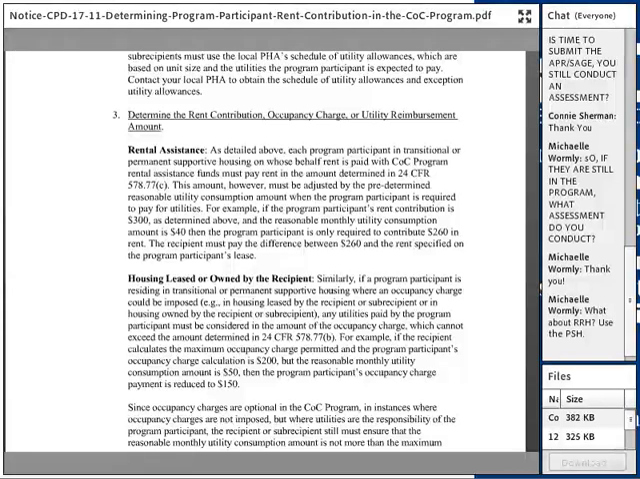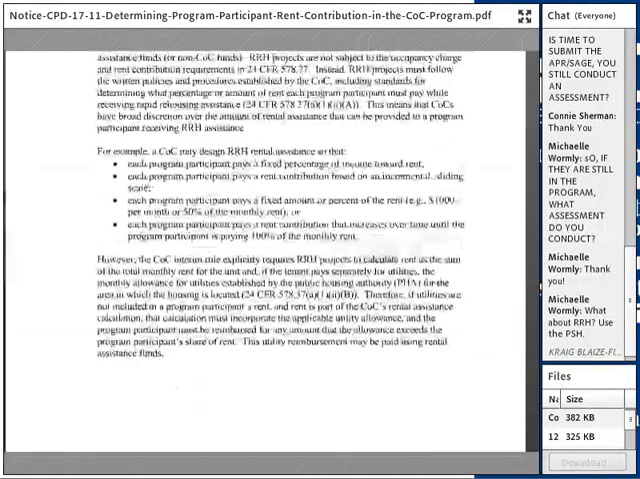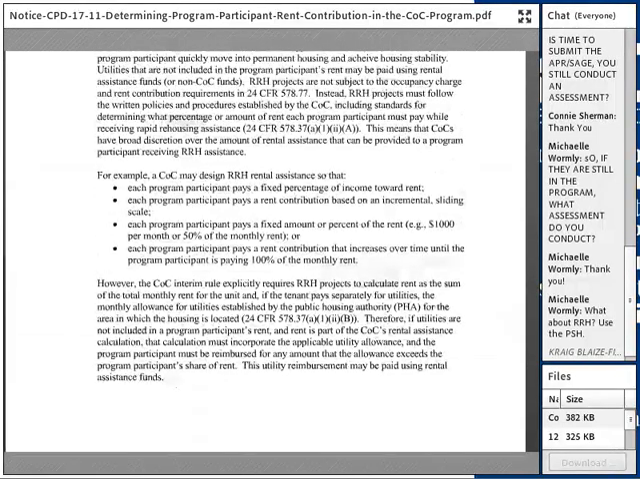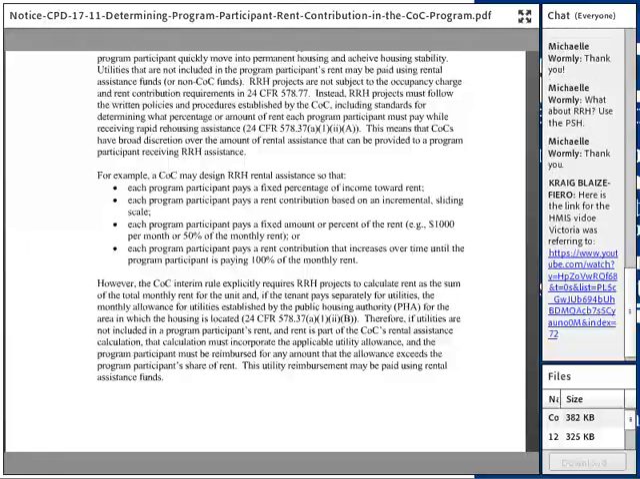So, right, when you're reviewing this notice later on, Michelle, you may see the part about rapid rehousing. And let me find that real quick. It talks about a COC may design rapid rehousing rental assistance so that each program participant pays a fixed portion of their income towards rent. Each program participant pays a rent contribution based on an incremental sliding scale. We use the first bullet point in the Texas Balance of State today, on June 21st, 2018.